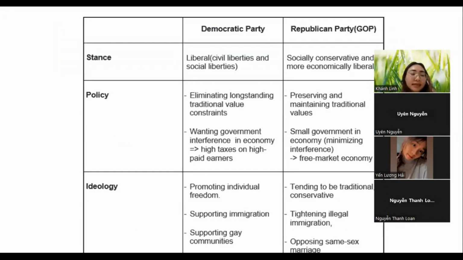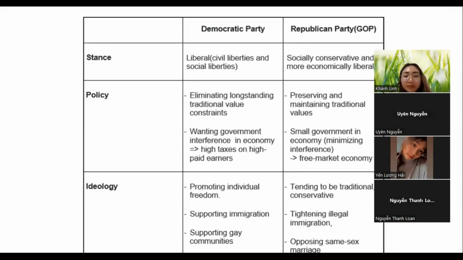Now, let's move on to stance, policy, and ideology. The Democratic Party's stance is seen as liberal and supports civil liberties and social liberties. But the Republican Party has been seen as more socially conservative, and more for economic liberty. And the next difference is in policy.